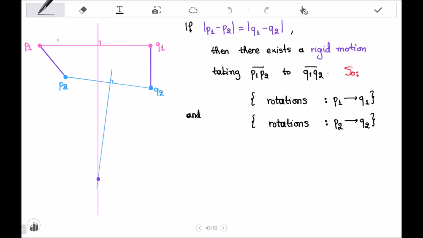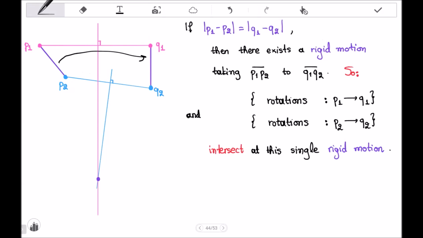So the set of all rotations taking P1 to Q1, and the set of all rotations taking P2 to Q2, these two sets should intersect somewhere. They should intersect at this single rigid motion, or positively oriented rotation, that does both. That, in other words, takes this length segment to that length segment.